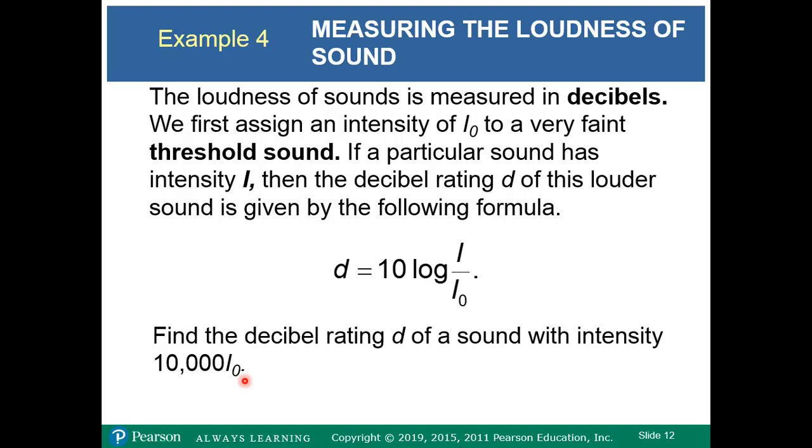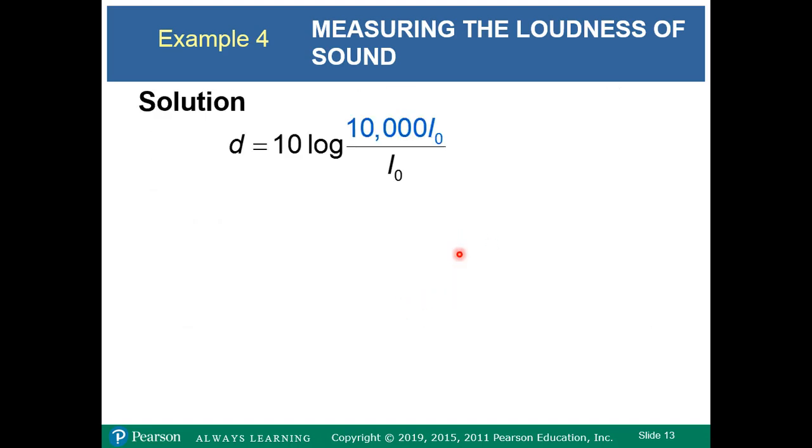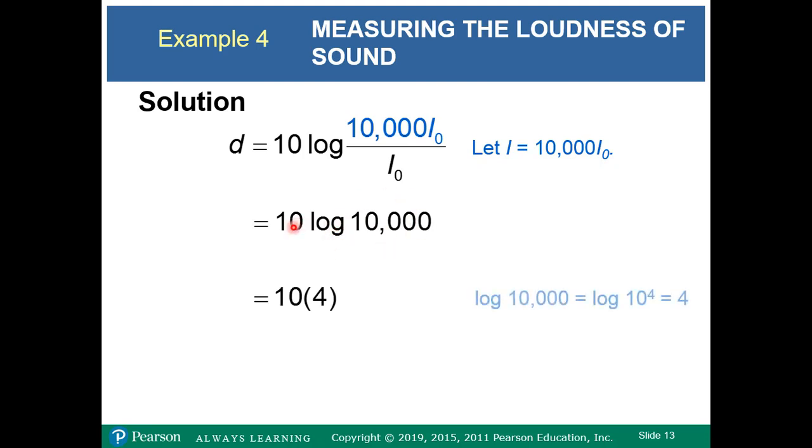Now we want to find the decibel rating D of a sound with an intensity 10,000 times that of the base sound, the reference sound. So we're going to substitute this in for I, and so these two cancel each other, and we're going to get 10 times the log of 10,000. And then this is going to give us 4. So we get 4 times 10, which is 40. And so the decibel reading is 40 decibels on the scale.